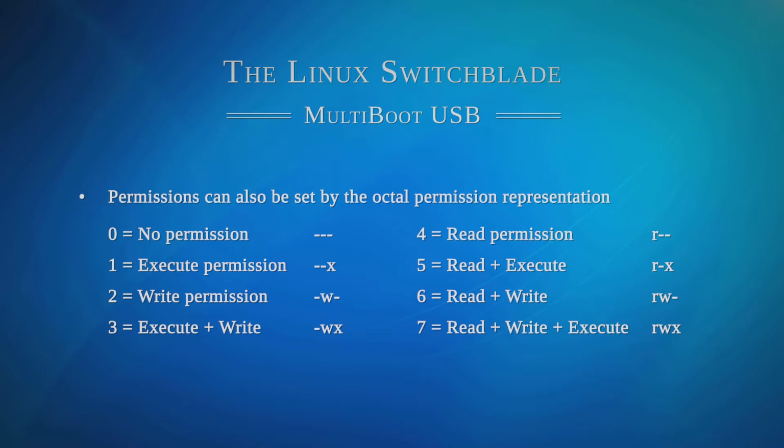Number 5 is a combination of number 1 and number 4, and thus permits a user to read and execute the file. Number 6 combines number 2 and number 4, allowing the user to read the file and write changes to it. Number 7 is the combination of numbers 1, 2, and 4, and therefore permits the user to read, write, and execute the file.